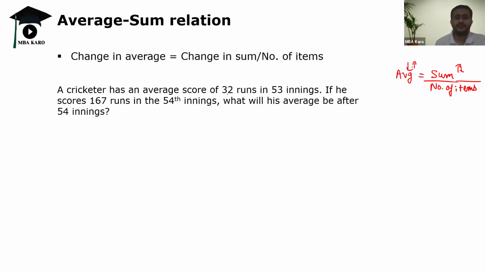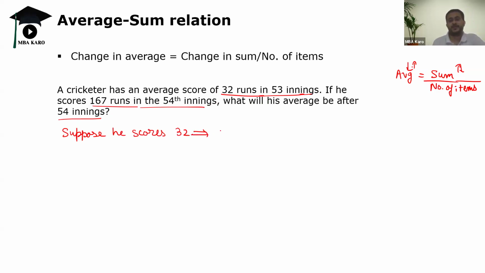A cricketer has an average score of 32 runs in 53 innings. If he scores 167 runs in the 54th innings, what will his average be after 54 innings? So we need to find his new average. Now, again in this case, one logic we'll have to take, that suppose he scores 32 runs. So that means it will imply average remains 32. Average would remain 32 in this case also, right?